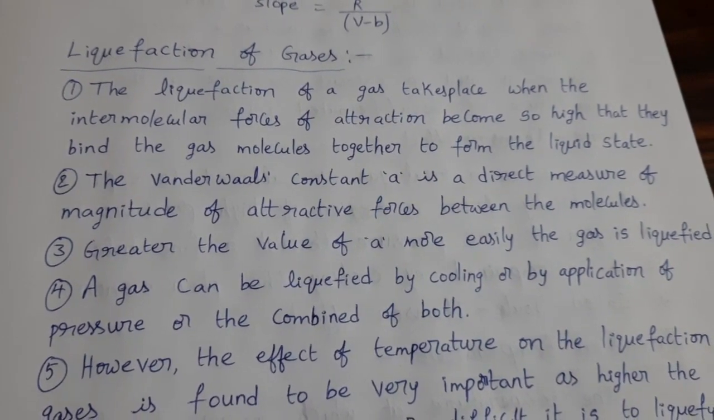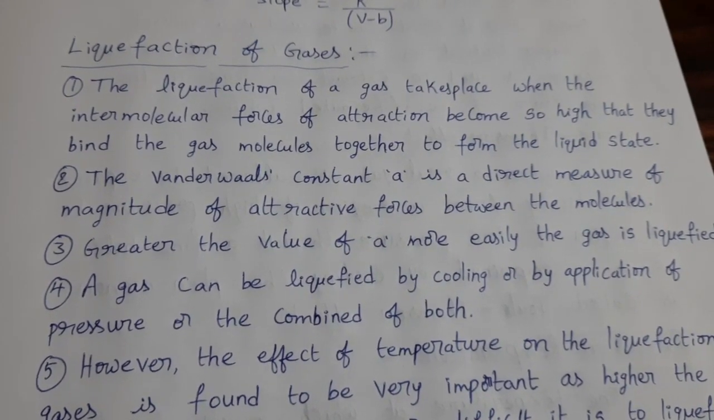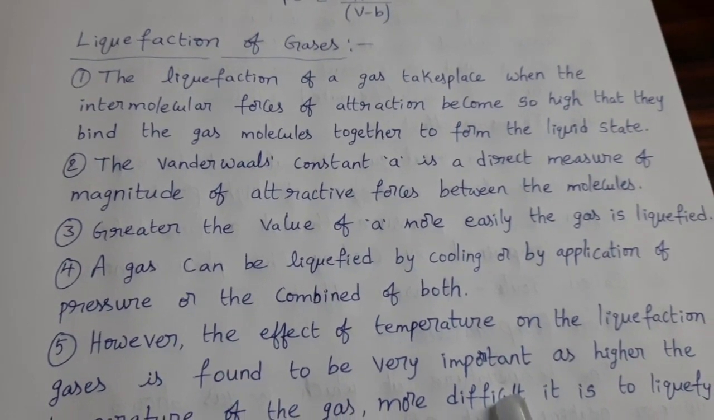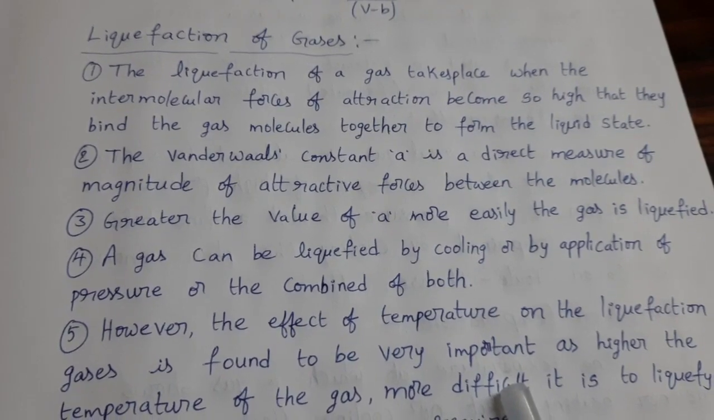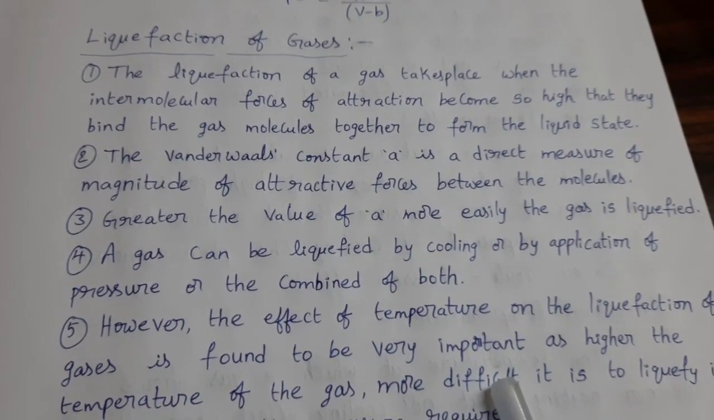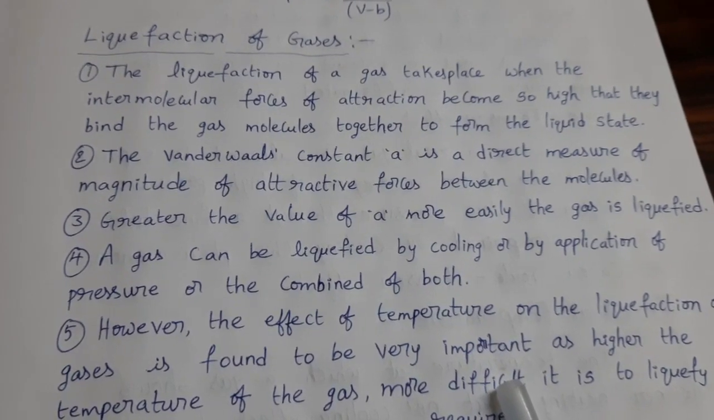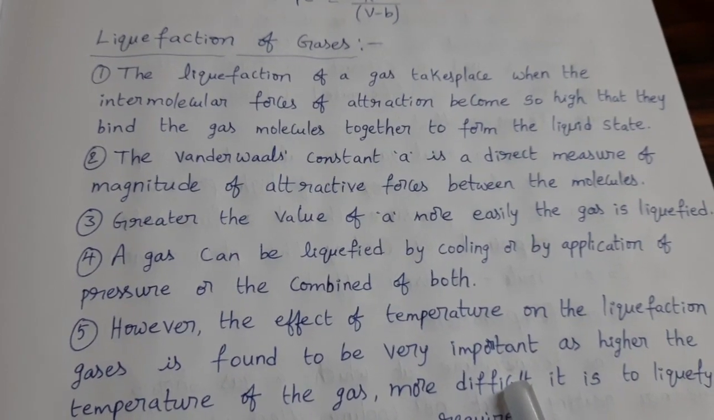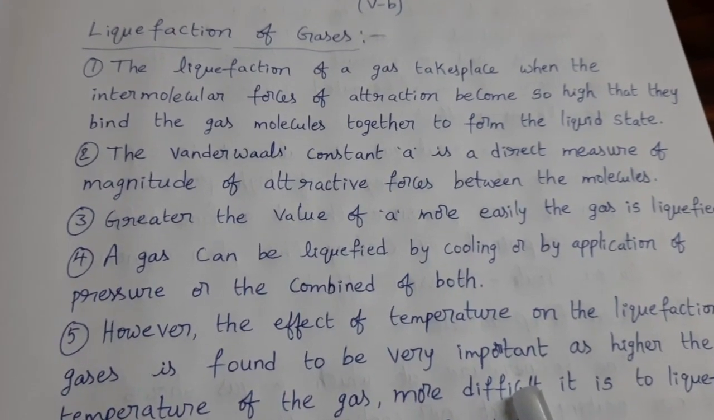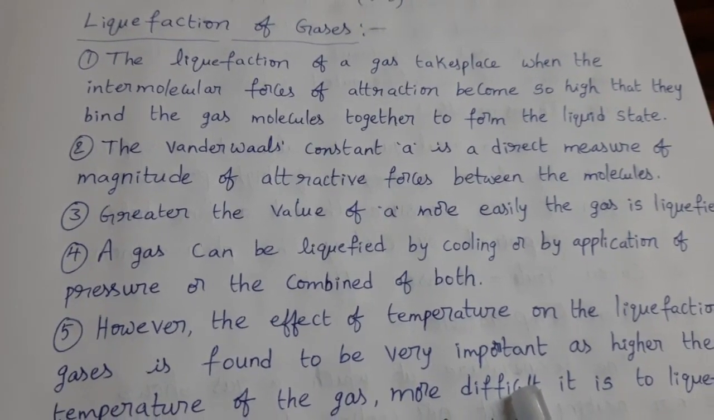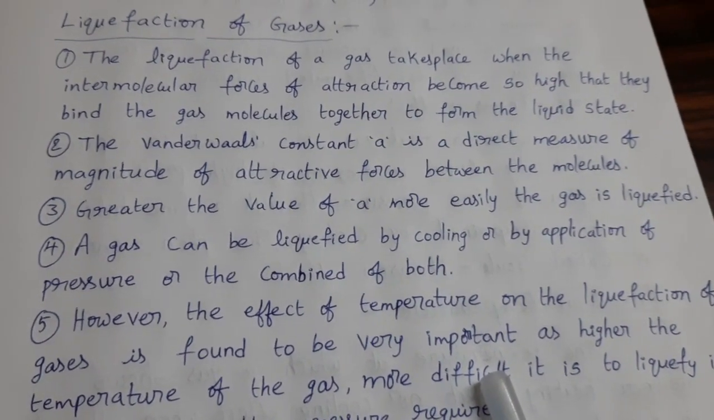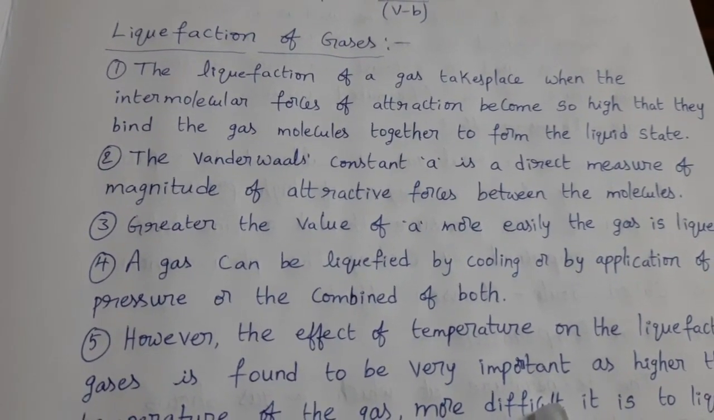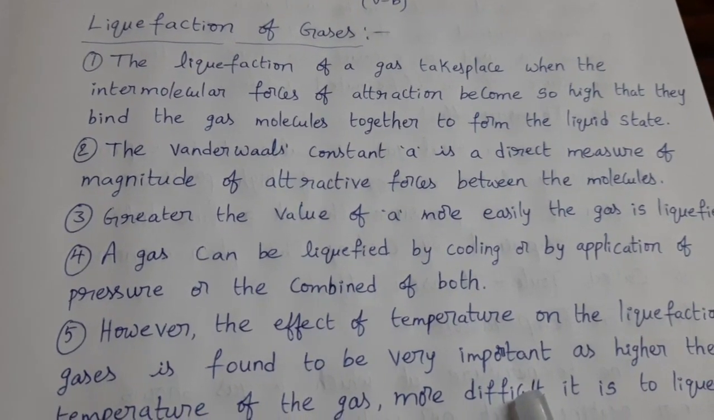The van der Waals constant a is a direct measure of magnitude of attractive forces between the molecules. In the previous concept, we completed van der Waals equation of state. In that, two constants are there, small a, small b. Small a is a measure of magnitude of attractive forces between the gas molecules. If these attractive forces are high, then gas can be converted to liquid. That means greater the value of a, more easily the gas is liquefied. So if this a value is more, attractive forces are also more, then that gas can be liquefied easily.